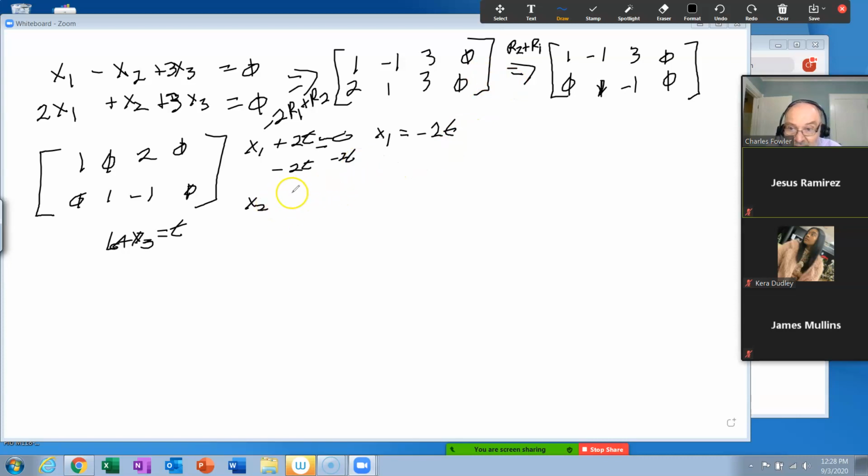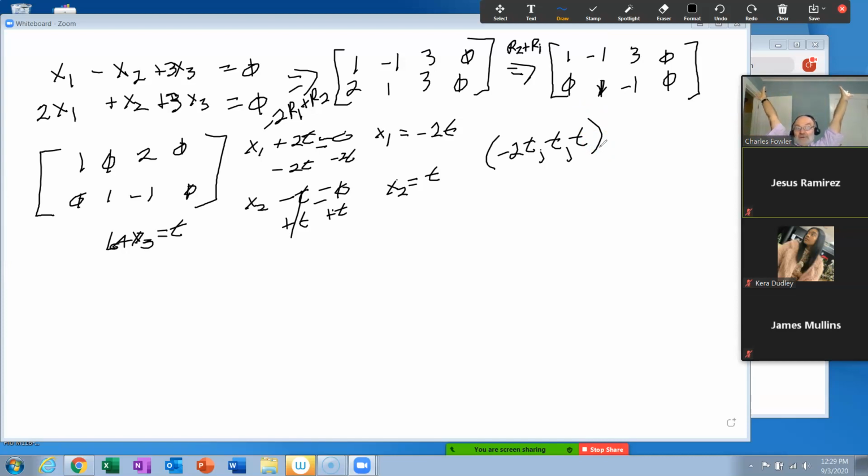Okay. That's x sub 2 minus t is equal to 0, which means x sub 2 is equal to t. So this is add t to both sides. I didn't do that, but hopefully you knew that's what was happening. Those add to 0. Okay, so what's our ordered triplet? Our ordered triplet is minus 2t, t, t.